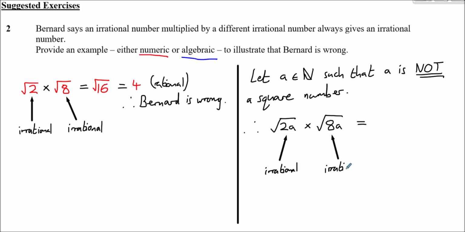But if we multiply these two together, 2 times 8 gives us 16, so that gives us a square root of 16, and A times A gives us A squared. So this would give us the square root of 16A squared, which would be 4A, which again is rational. So therefore, going via the algebraic route, that would show us that Bernard is wrong as well. So just as valid, it could be done algebraically.